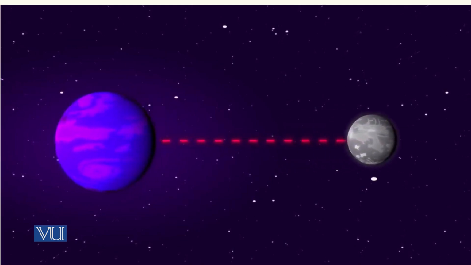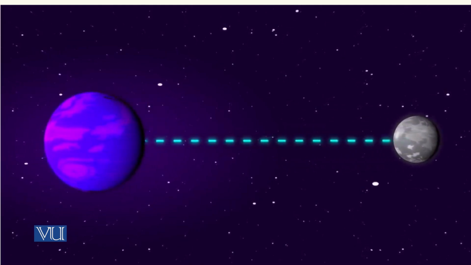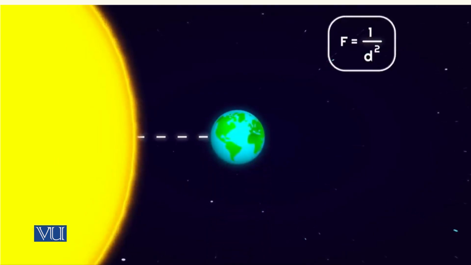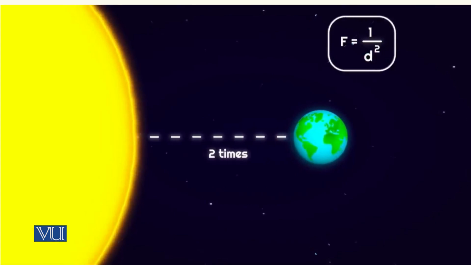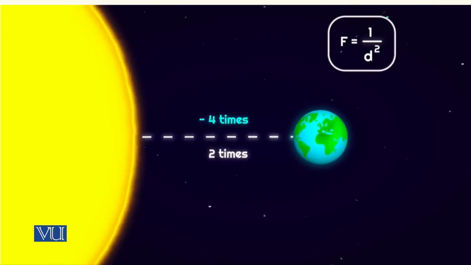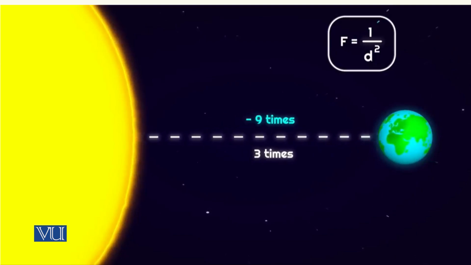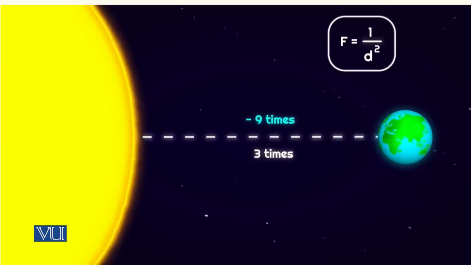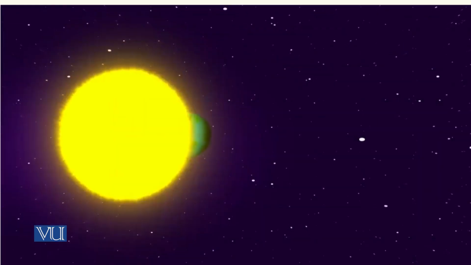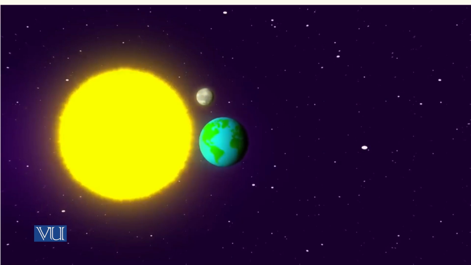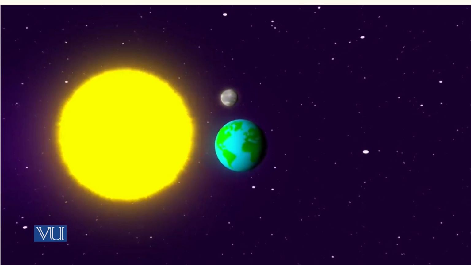The greater the distance between two masses, the more their gravitational force decreases. Force is inversely proportional to the distance to the power of 2. This means that if the distance increases by 2 times, the force will decrease by 4 times. If the distance increases by 3 times, the force decreases by 9 times. This is what Newton explained about gravity. Everything happens just as Newton said. The Earth orbits the Sun, the Moon orbits the Earth, and the universe itself works according to Newton's gravity.